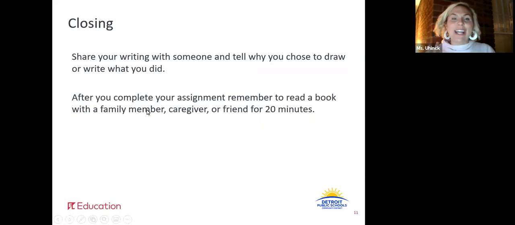You're going to now share your writing with someone. Tell them why you chose to write what you did. Then after you complete your assignment, remember to read a book with a family member, a caregiver, or a friend for at least 20 minutes.